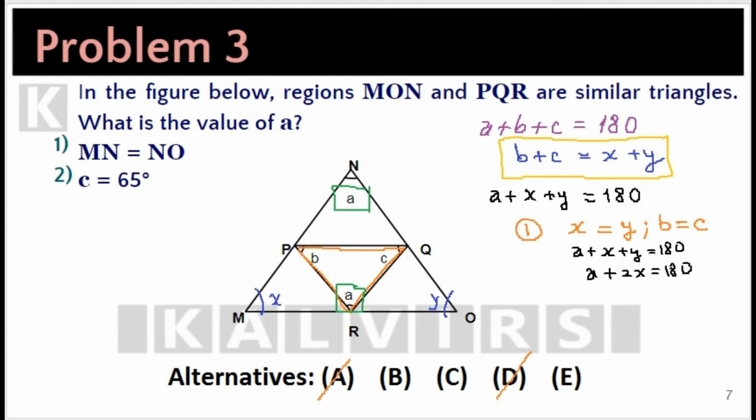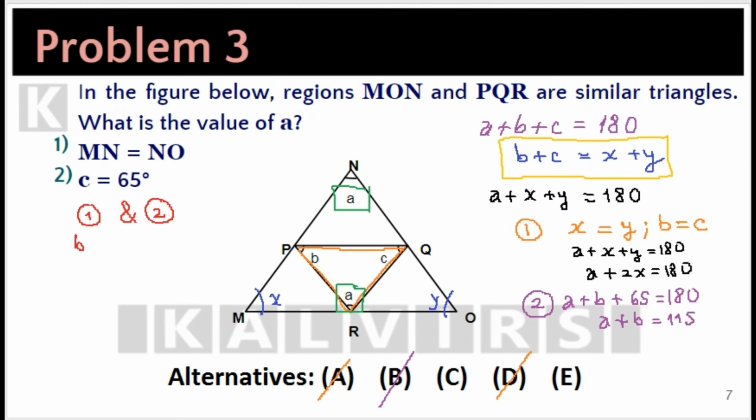Now, from statement 2 alone, C equals 65. Therefore, A plus B plus 65 is 180, so A plus B equals 115. Now, there's no way to find the value of A, since we have two variables and one equation. Therefore, statement 2 alone is not sufficient. Choice B is eliminated.